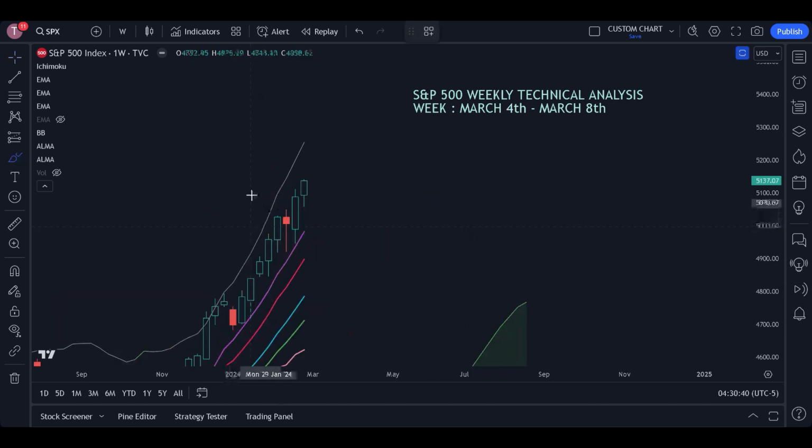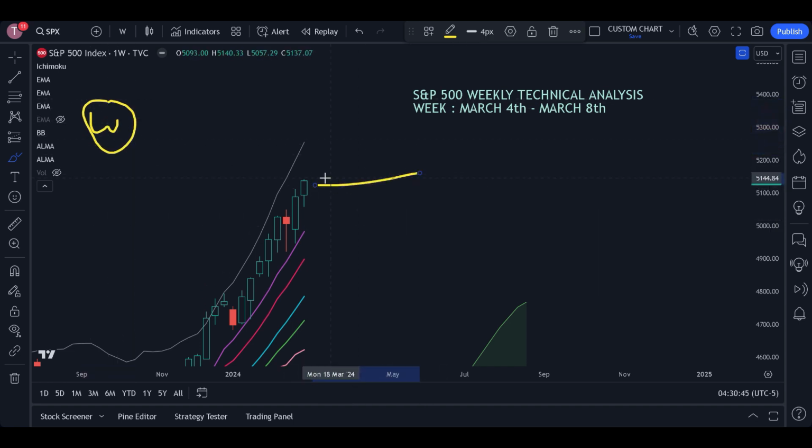Now guys, let's talk about the weekly chart. This is the weekly chart. Weekly chart means one candle represents 1 week, not 1 day or 1 hour. One candle means 1 week.